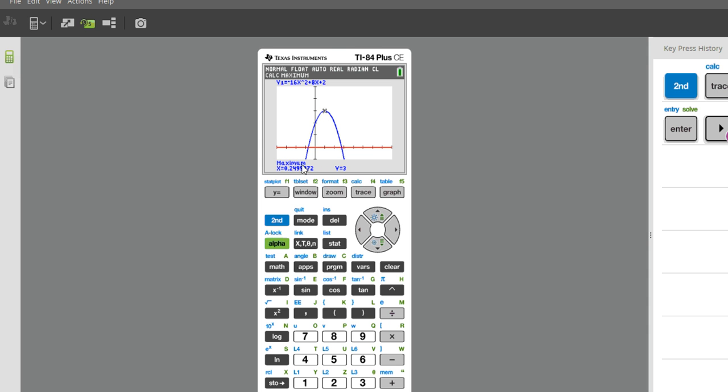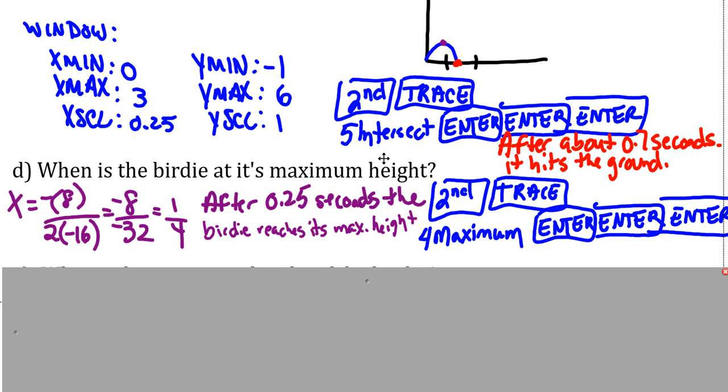So what do we notice? It looks like we have our maximum being about 0.25. So after about 0.25 seconds, we're going to reach our maximum height of 3 feet. So again, graphically, that's how we can find it on your calculators or with Desmos. Algebraically, we talked about the substitutions. Let me show you that.